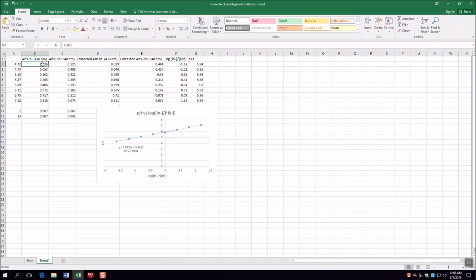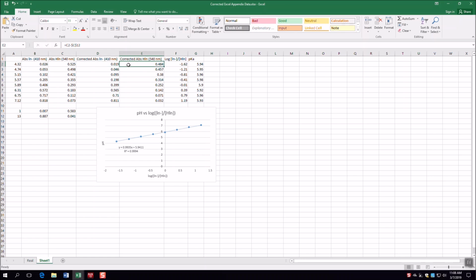In this case, I took my 0.026 minus 0.007, and my corrected absorbance is 0.019. You'll see that I dragged down and did the same thing for each of these, taking my absorbance and subtracting out that value. I did the same thing for the HINs, subtracting out the absorbance of the HIN at that wavelength in the basic solution, and I dragged down and subtracted it from each of my values. So now I have the absorbance of my IN minus and the absorbance of my HIN.